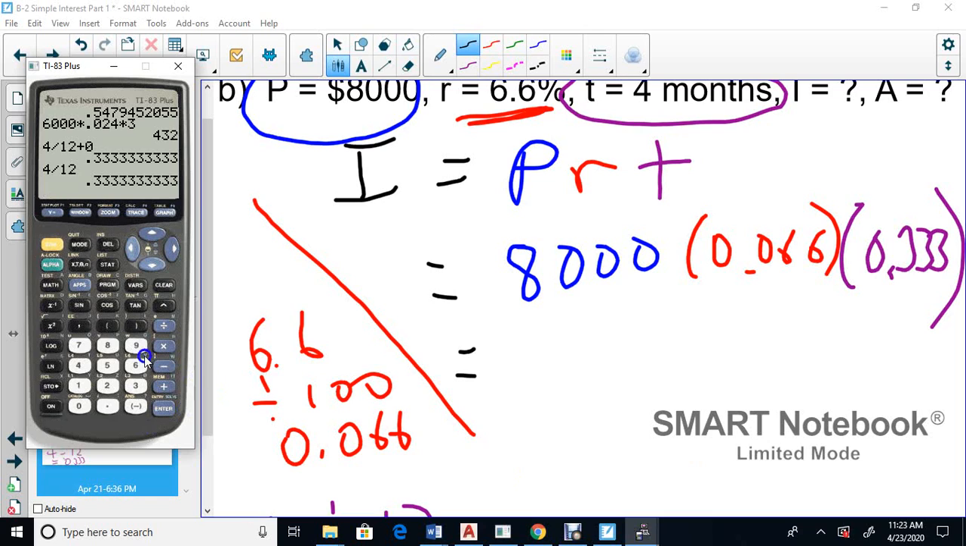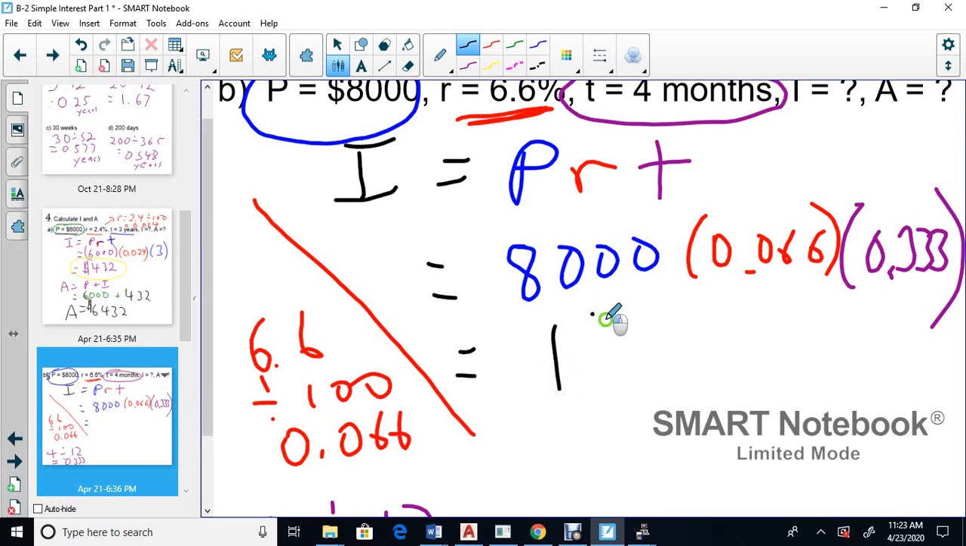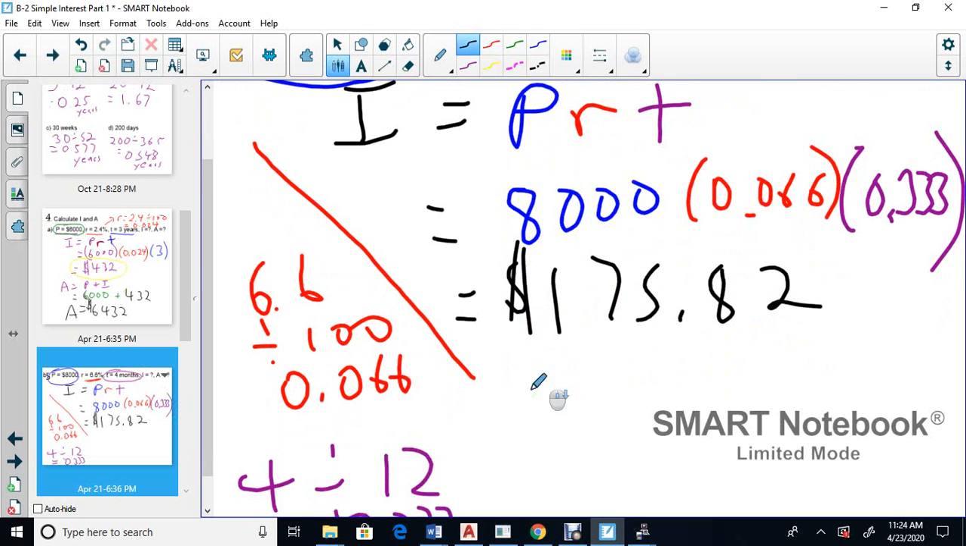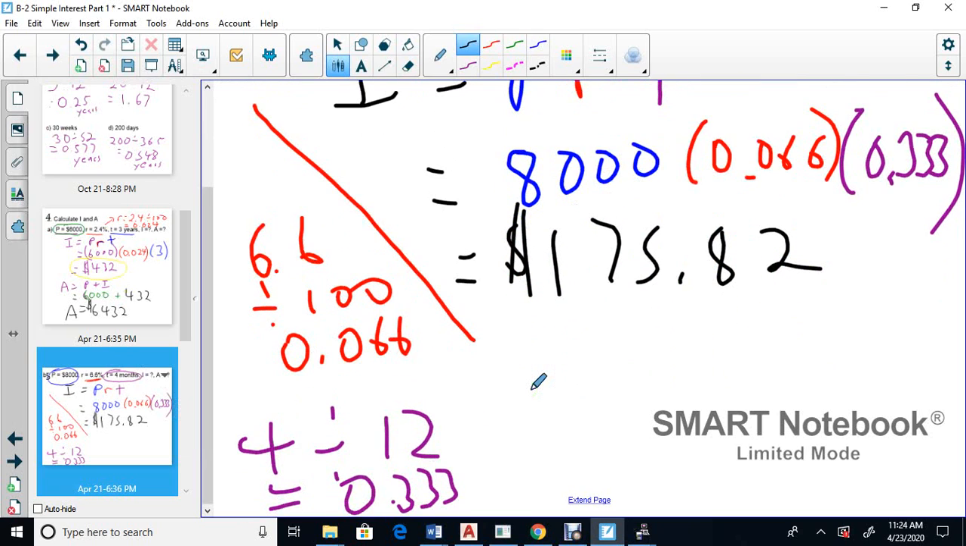So we got 8,000 times 0.066 times 0.333, and we get $175.82. So $175.82. We keep 2 decimal places because it's money. Then we use our other formula, A equals P plus I.